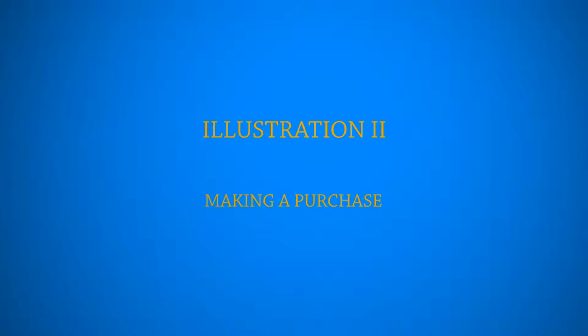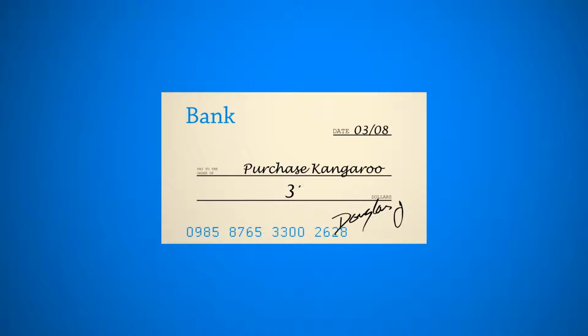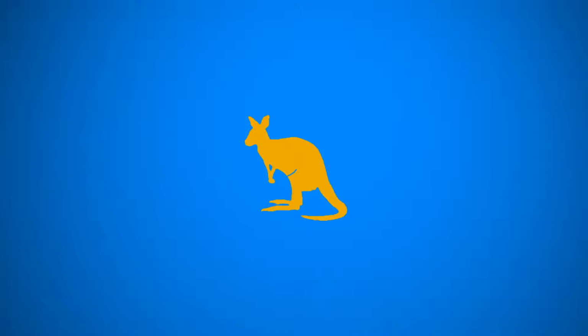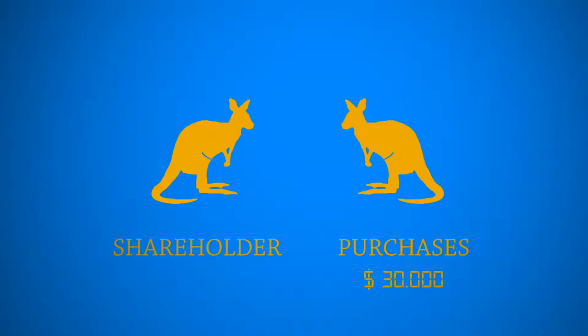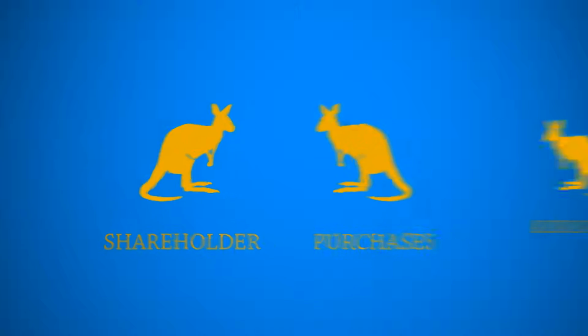Illustration 2. Making a purchase. In our next illustration, we shall write out a check for $30,000 to purchase some stocks. We will need another kangaroo for our show, and we shall name him Purchases Kangaroo. Here's what we do. Add $30,000 to the pouch of Purchases Kangaroo. Subtract $30,000 from the shareholder kangaroo.